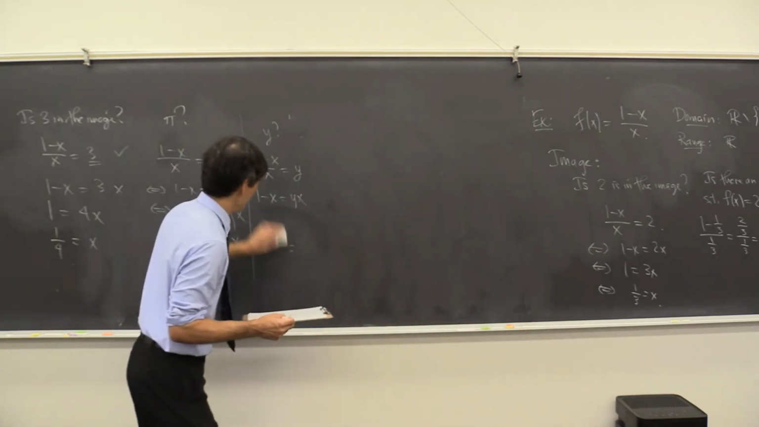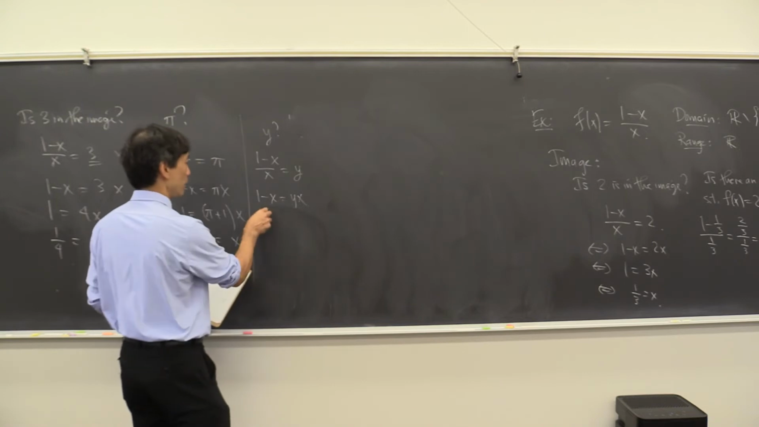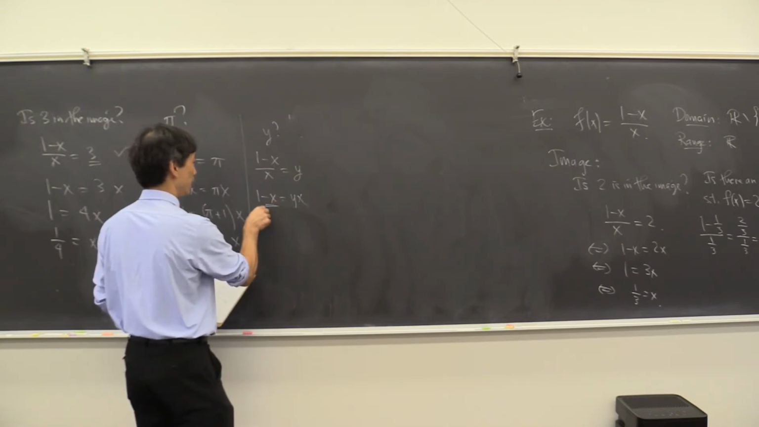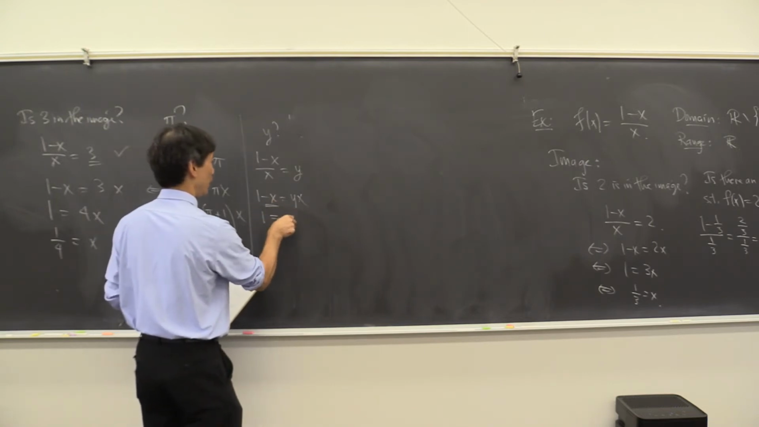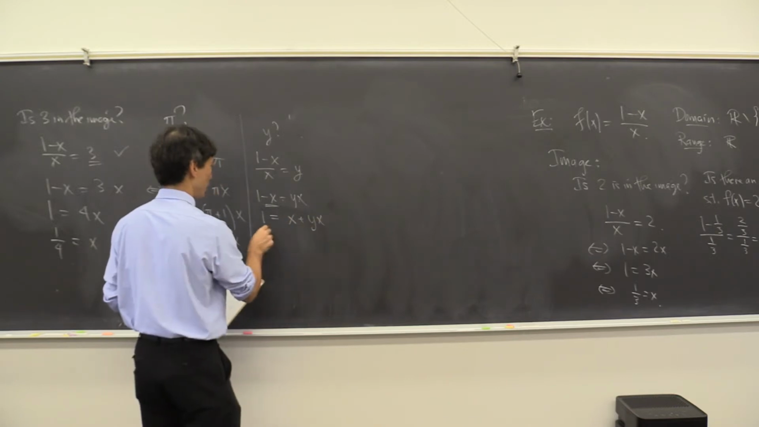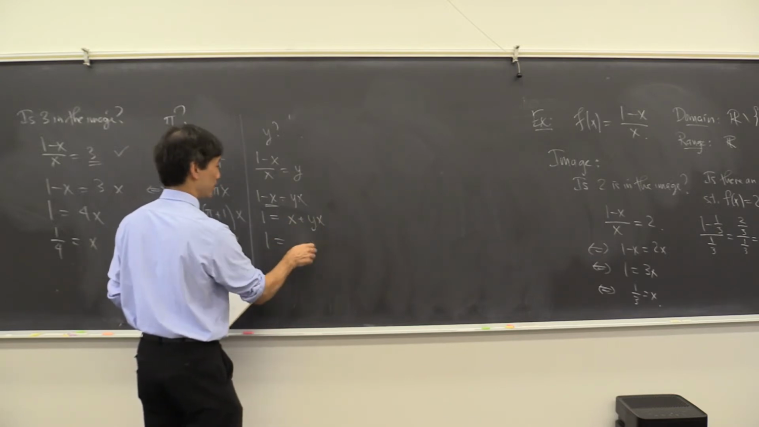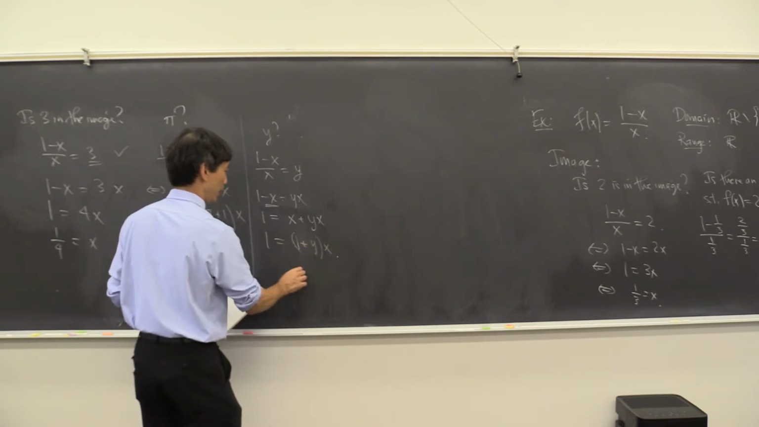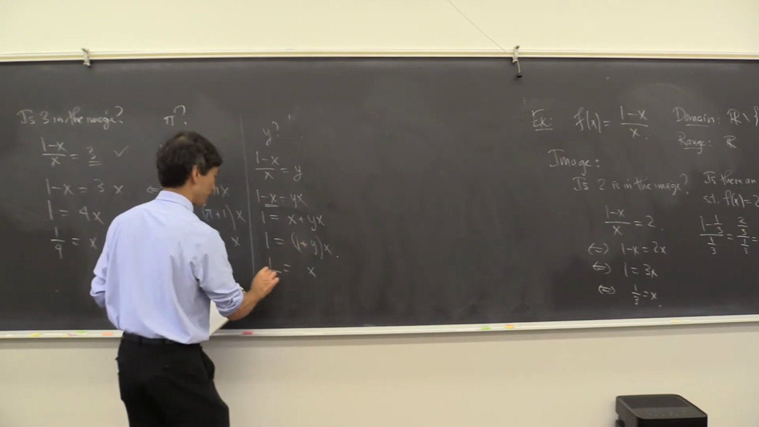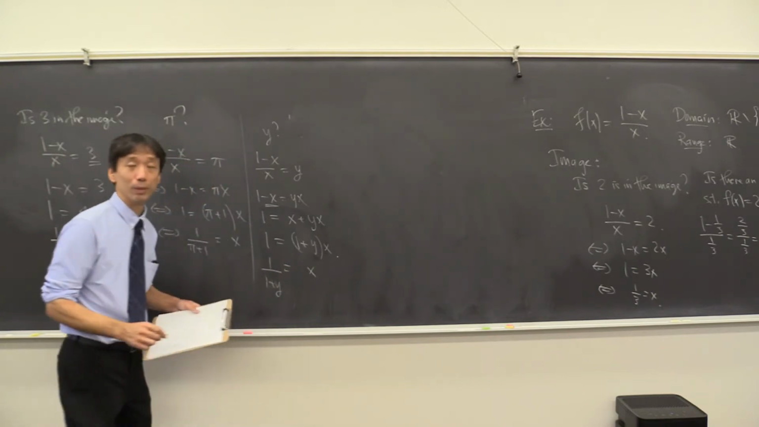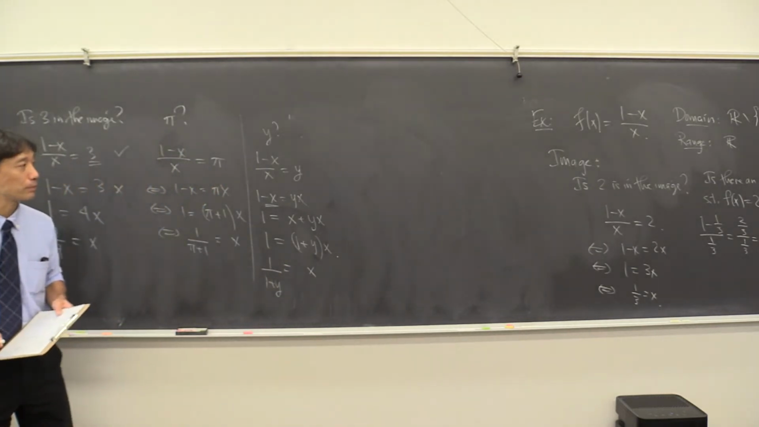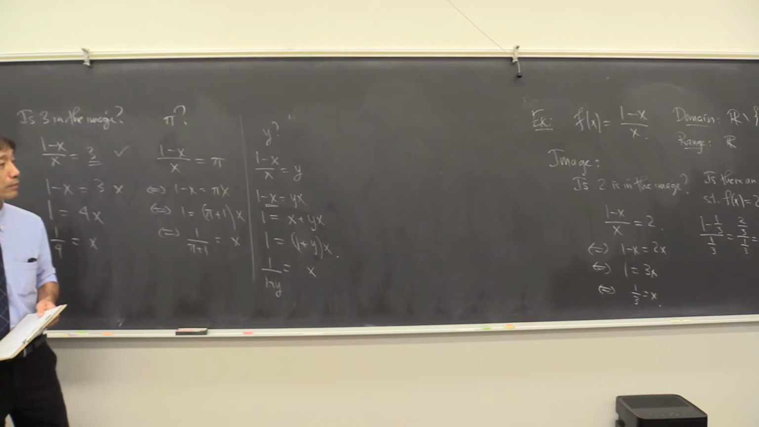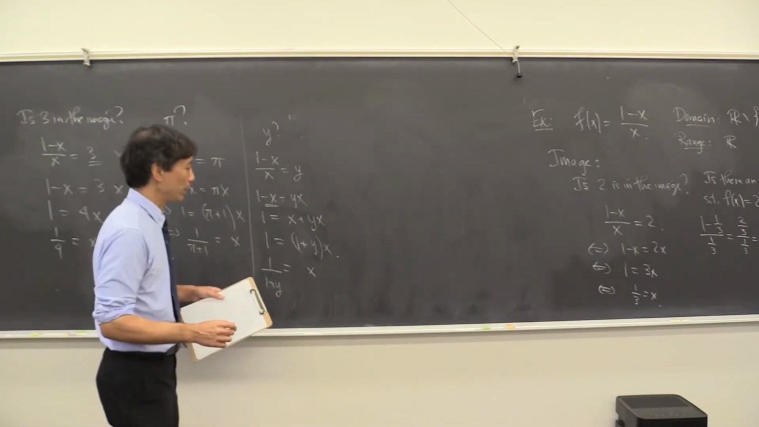Let me just make sure that everybody's okay. I move this to the other side and get 1 is equal to x plus yx. Then I distribute out the x, so I get 1 plus y times x. And then I divide through by 1 plus y.